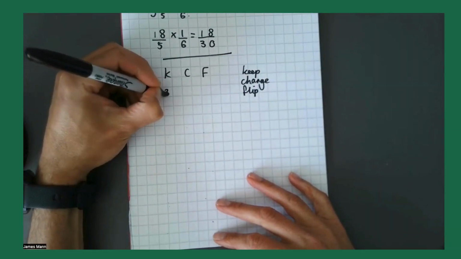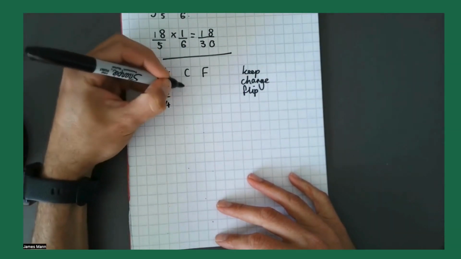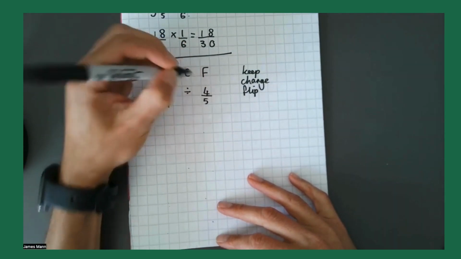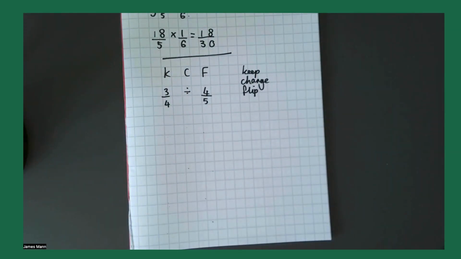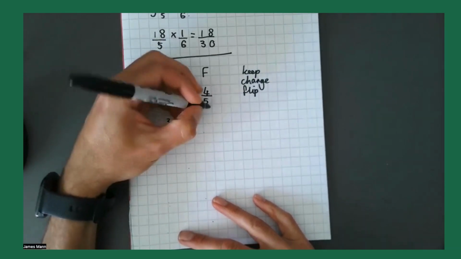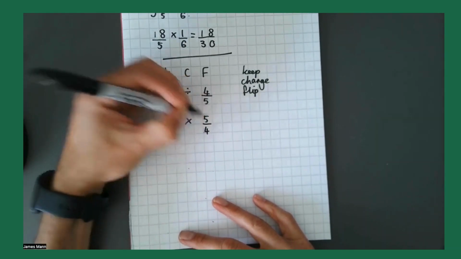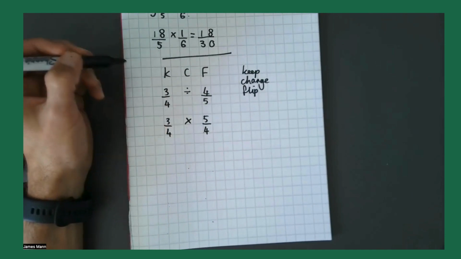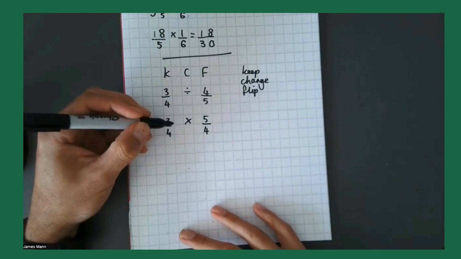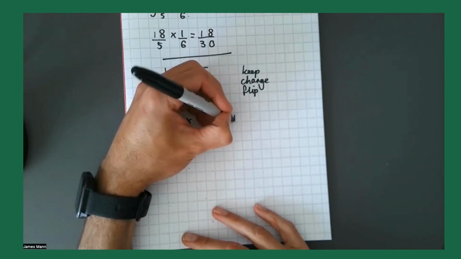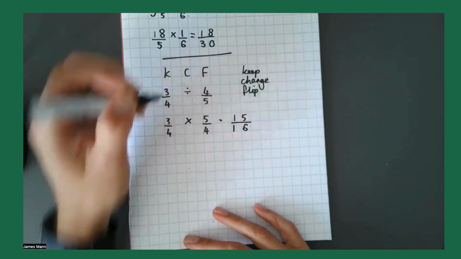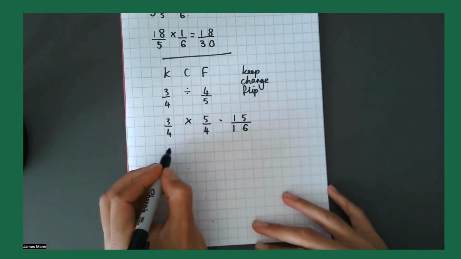So let's take our sum here of 3/4 divided by 4/5. Could have probably picked a different one, but we'll go with that to start with. If I keep my 3/4, I change my division to multiplication and I flip this round to make an improper fraction as 5/4. Now it's simple as multiplying up my numerators and my denominators. So that gives me 15/16. Okay, and that's how I do that.